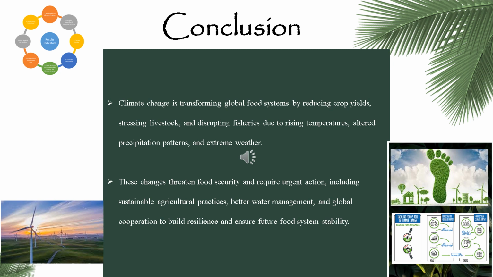To address these issues, we need to act quickly by improving farming methods, managing water sustainably, and investing in new technologies. It's crucial for governments and international organizations to work together on policies and solutions. By focusing on sustainable practices and ongoing research, we can create a resilient food system that can adapt to a changing climate and ensure a stable food supply for the future.